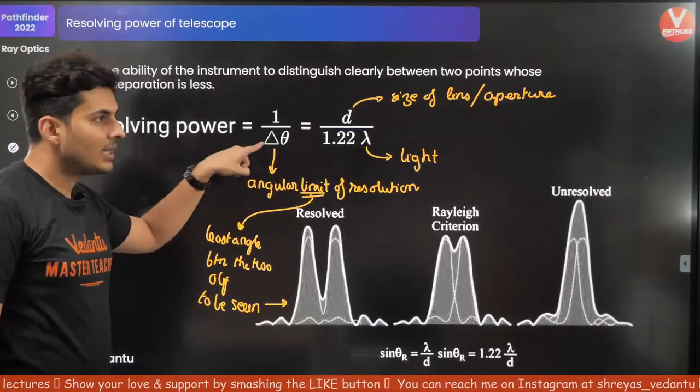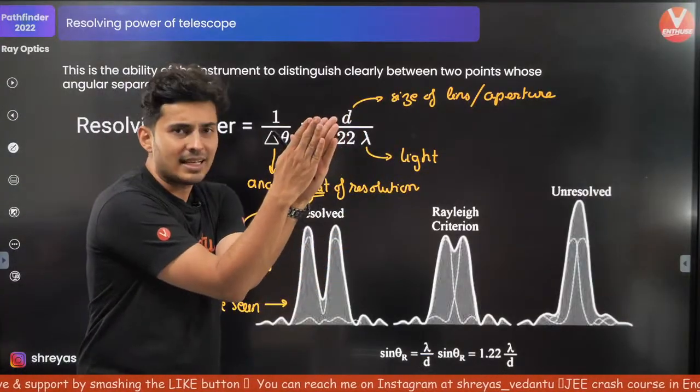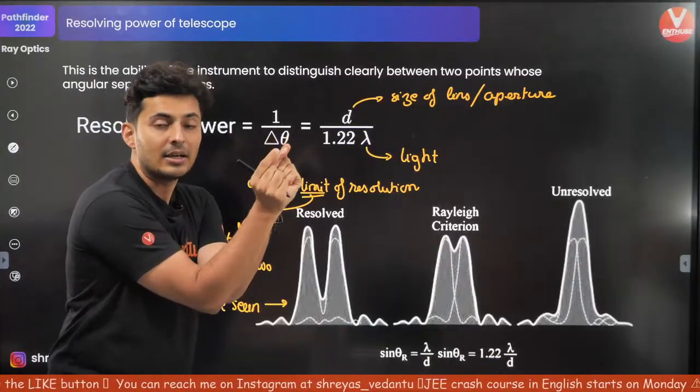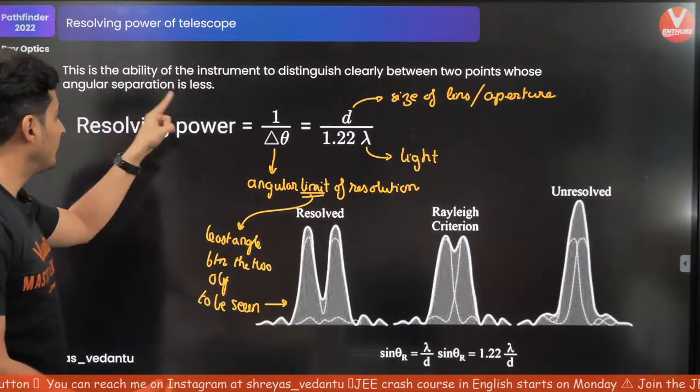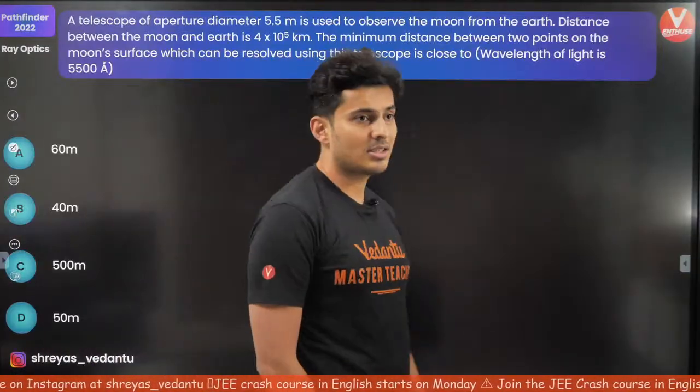The inverse of this angle is called the resolving power. Because if the angle is less, that means the objects can be very close and you can still see them clearly. So it has better resolving power. That's what it means. Okay, let's solve some questions based on this.